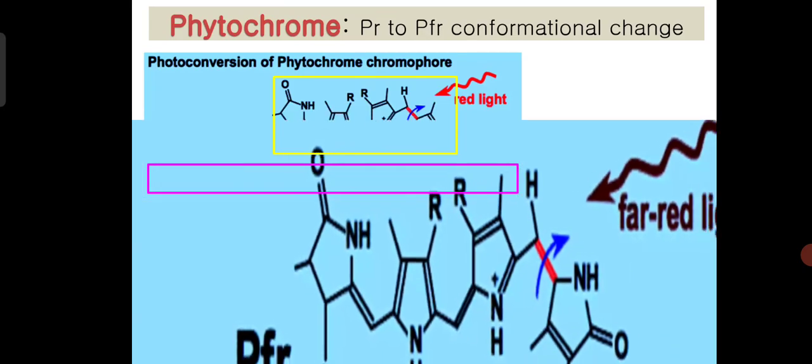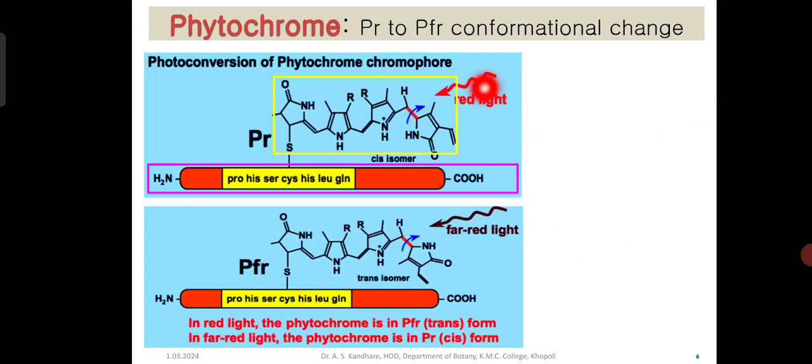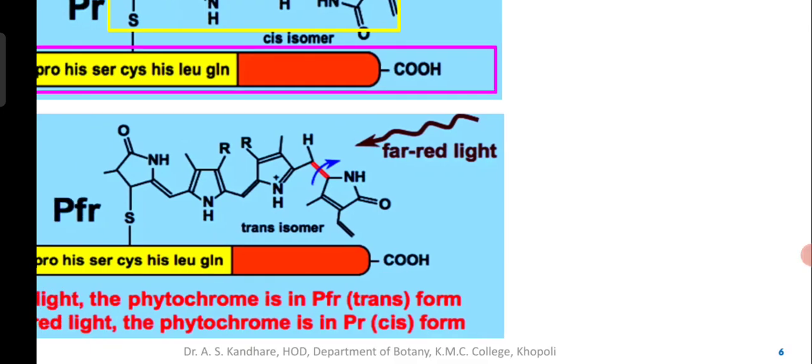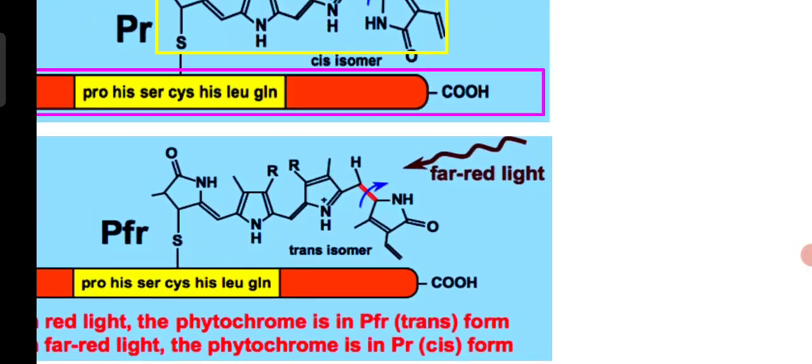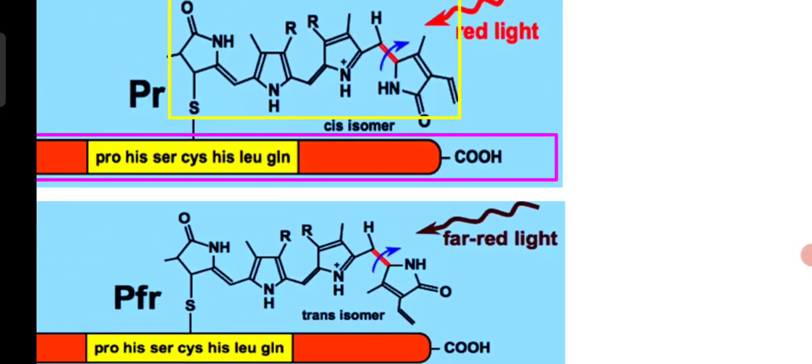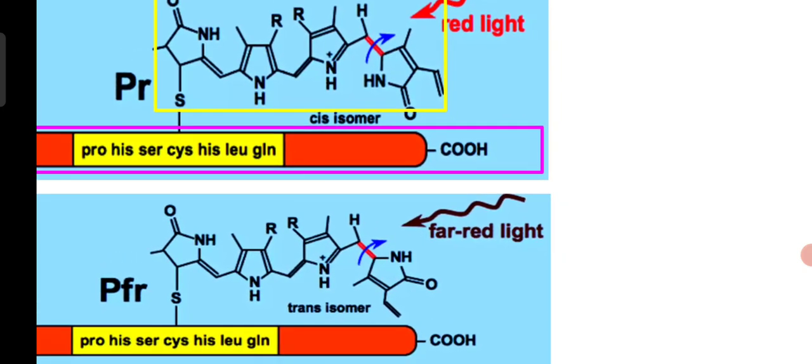So when there is an incidence of red light, this results in the structural or conformational change in the pigment. Here you can see there is alteration in the bonding and the bonds are altered. So here you can see the position. Here it's NH and this position of the NH is altered.